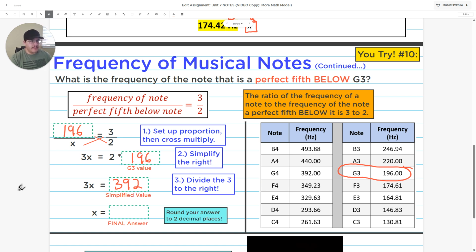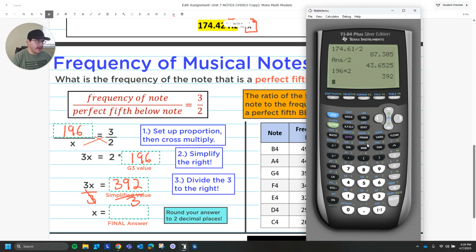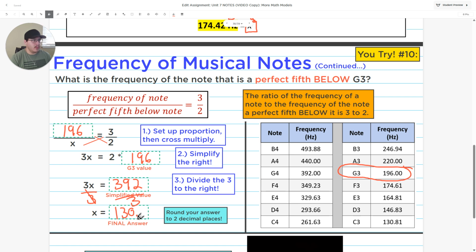And then I'm going to take 392 and divide it by 3. I'm going to divide both sides by 3. X should be by itself now. 392 divided by 3 is 130.67. So 130.67, which means C3 is our perfect fifth below G3.